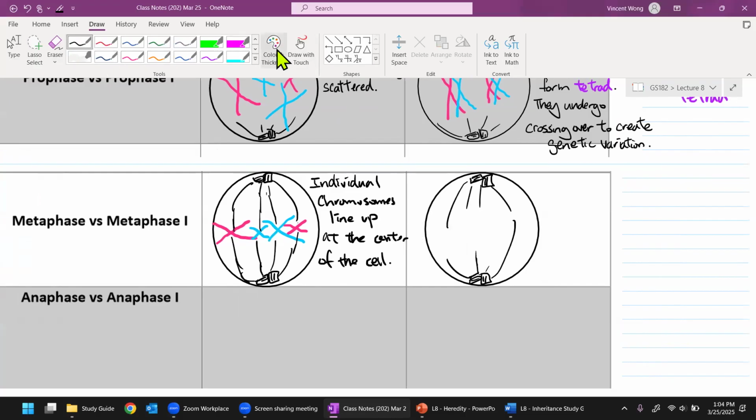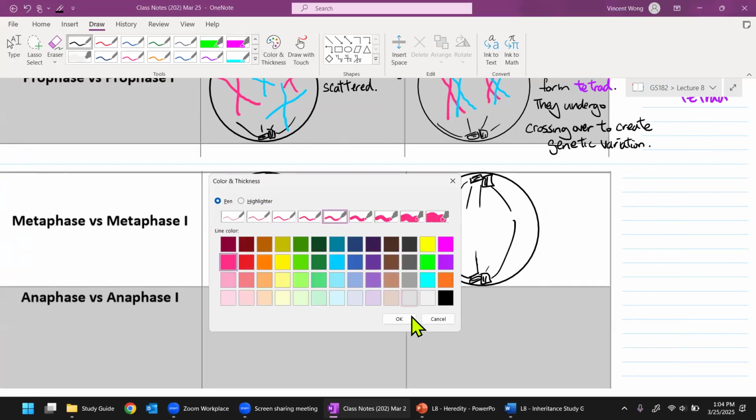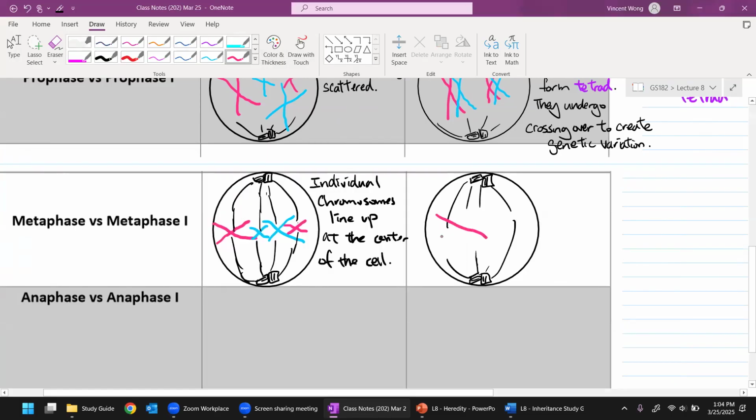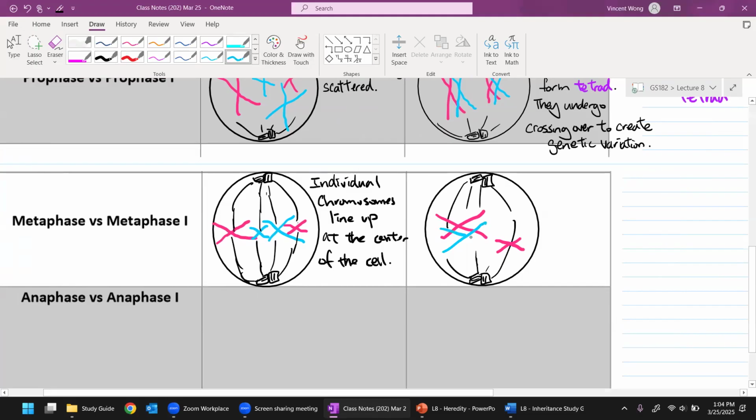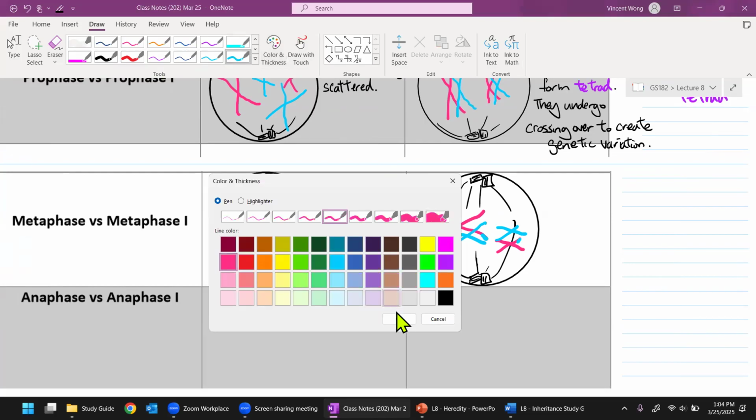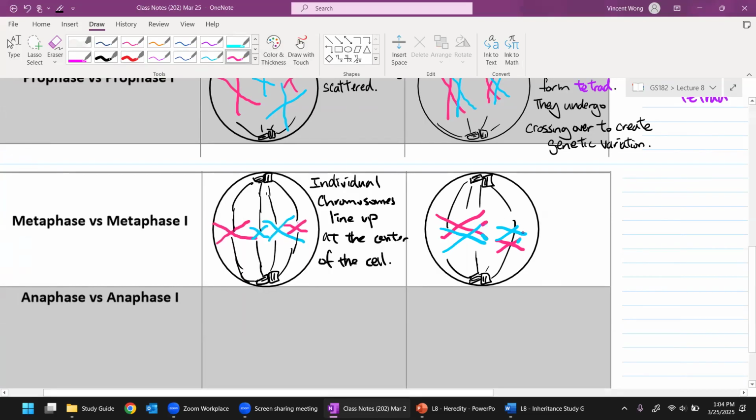But over here, instead of the individual chromosomes lining up at the center, we're going to have the tetrads lining up at the center. And don't forget, they already swapped a little bit of their genetic materials. So instead of saying individual chromosomes lined up at the center, tetrads.